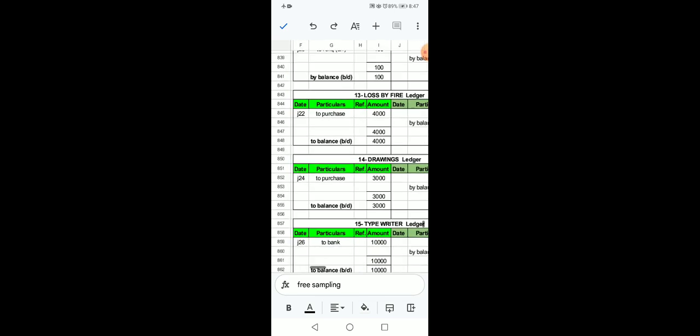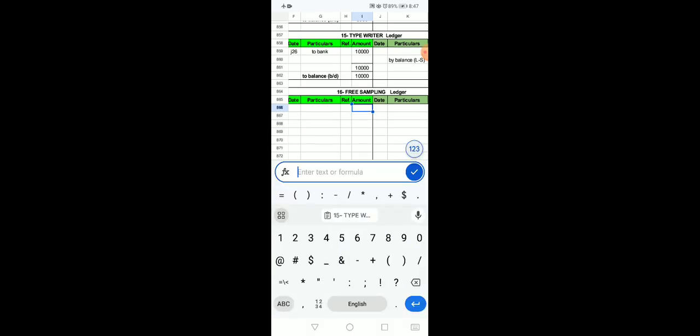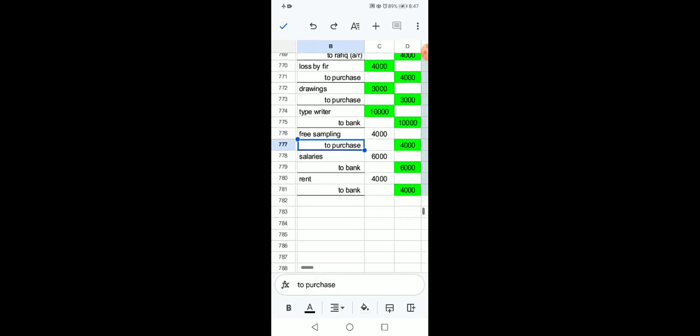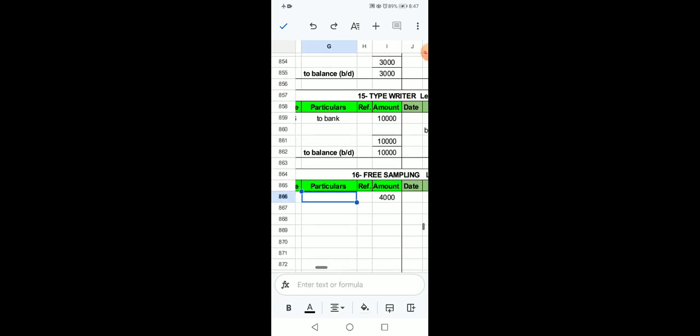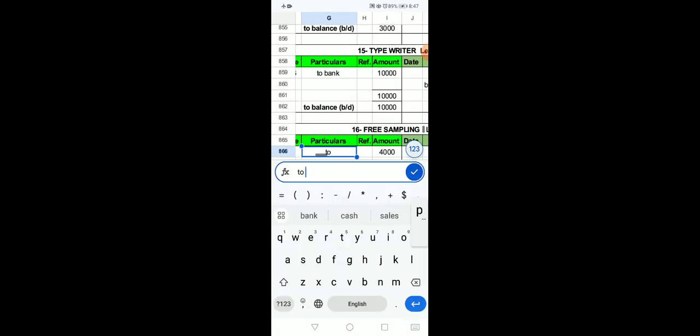Come to the ledger and write down 4000 on debit side. Okay, see its reference for free sampling. This was free sampling we were writing. What is written on the opposite side? To purchase. So as a reference you will write to purchase in the particular column, reference completed.